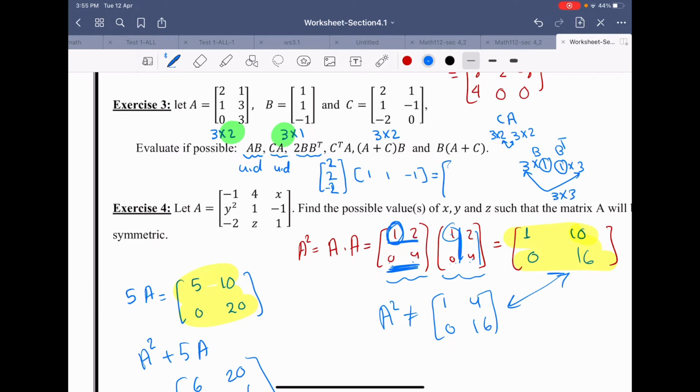So just keep in mind, you will have 9 elements here. 2 times 1 is 2. This is the first row with the first column. Then 2 times 1 is 2. Then 2 times negative 1 is negative 2. Now we go to the second row. 2 times 1 is 2. Then 2. Then negative 2. Now with the third one: negative 2, negative 2, and 2.